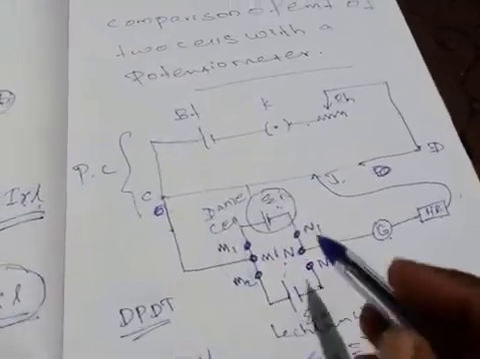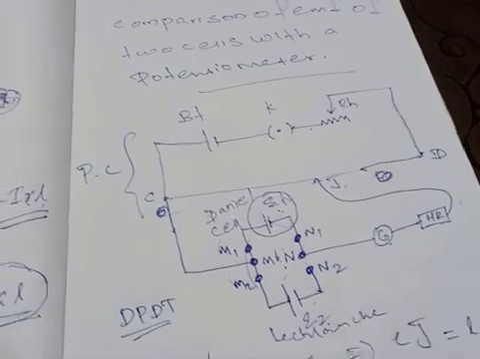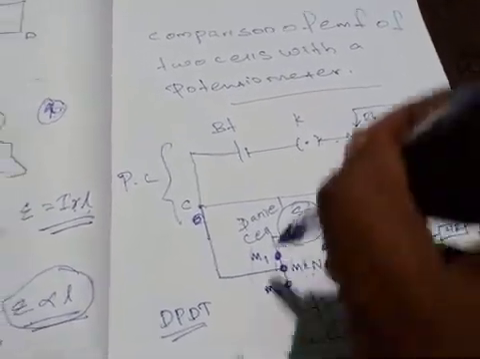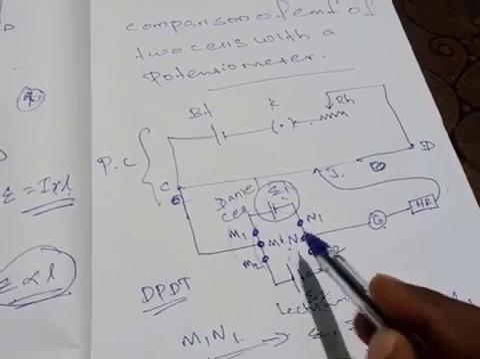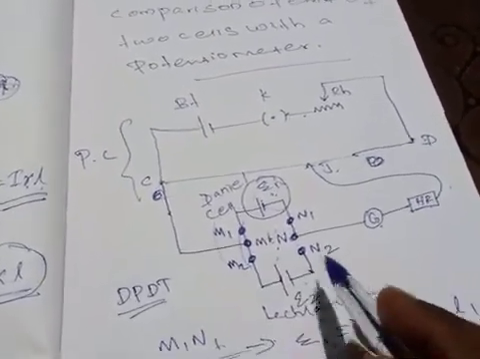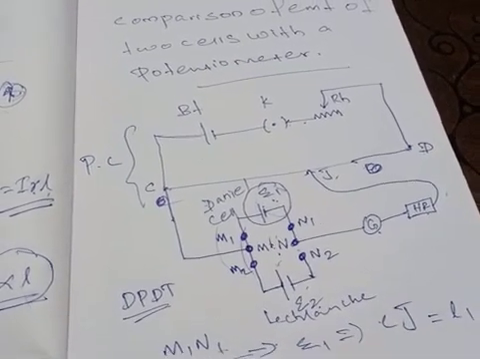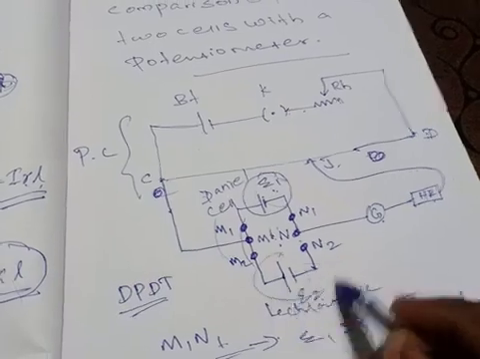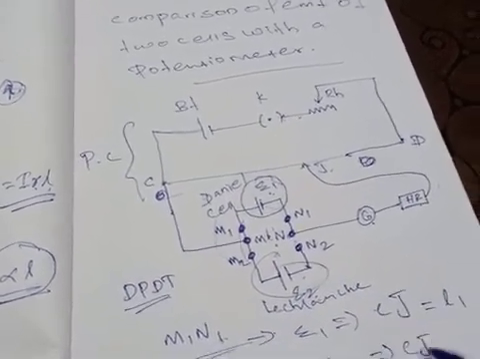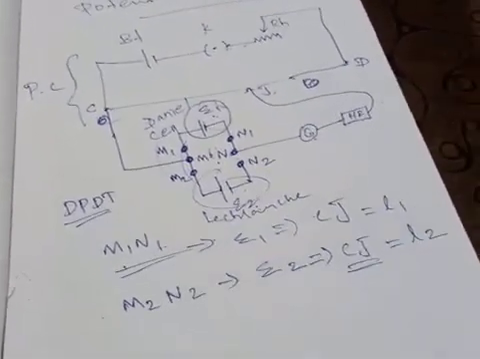Next we include M2, N2. The switch is pressed towards M2, N2, so that EMF 2 is included in the circuit. Now EMF 2, the Leclanché cell, is active. Again we find the balancing length CJ, and we call this balancing length L2.